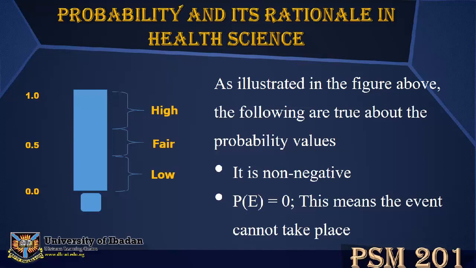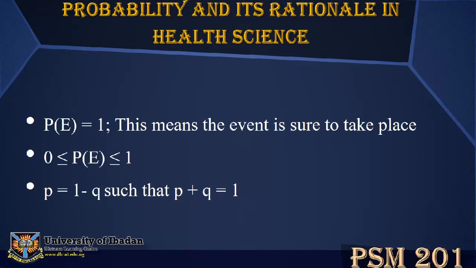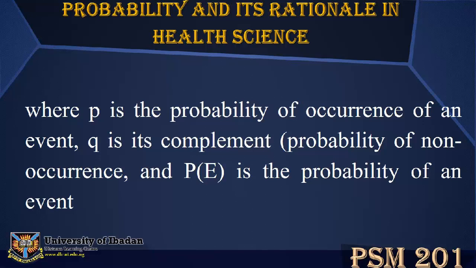P(E) is equal to 0. This means the event cannot take place. P(E) is equal to 1. This means the event is sure to take place. 0 less than P(E) less than 1. P is equal to 1 minus Q, such that P plus Q is equal to 1, where P is the probability of occurrence of an event, Q is its complement, the probability of non-occurrence, and P(E) is the probability of an event.